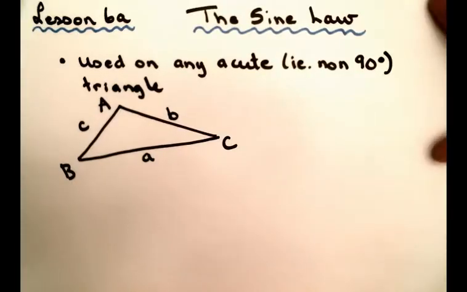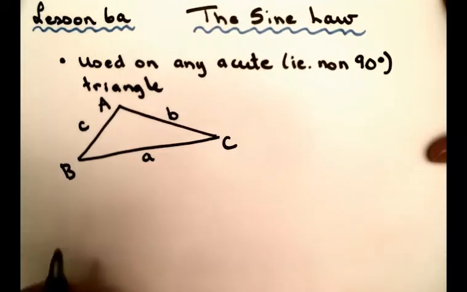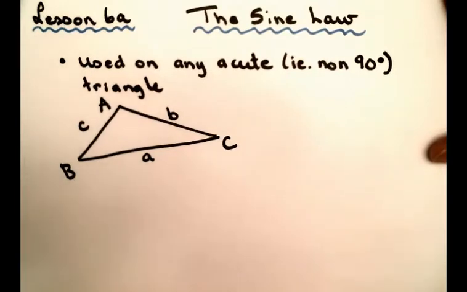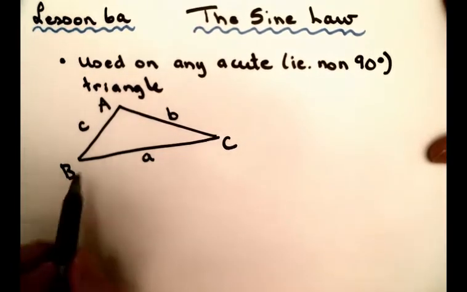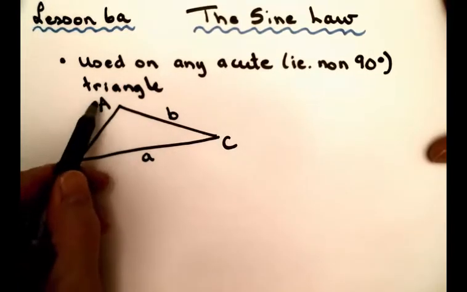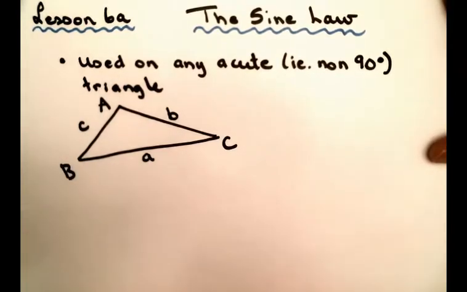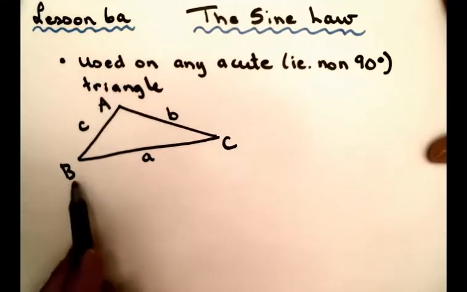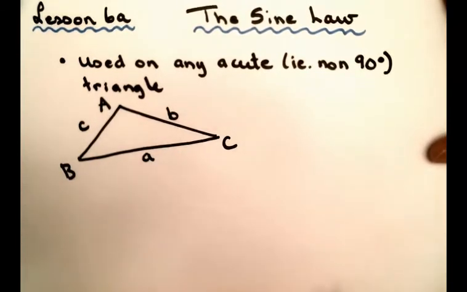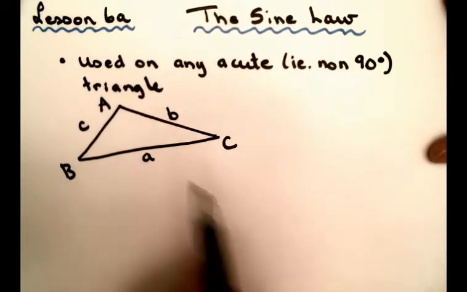The sine law is used on any triangle that doesn't have a 90 degree angle. So let's have a look at a standard triangle here, where you've got vertices A, B, C. They're capital, and those are angles A, B, C at those vertices. And then angle A, side little a, they're always associated that way. Capital B for this angle, lowercase b for that side, and similar for angle C and side c.